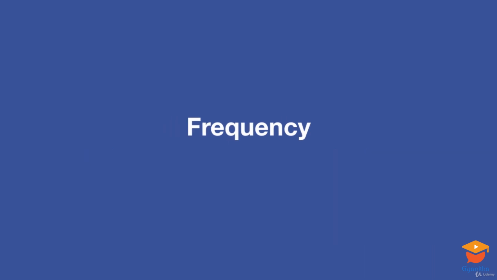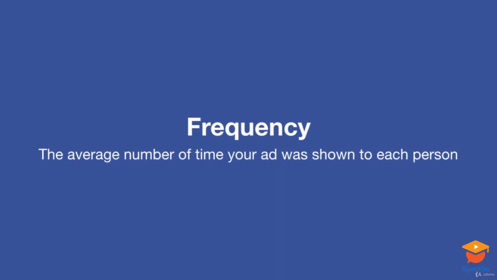Next up, we have frequency, and this refers to the average number of times each person received an impression of your advertisement. Advertisers often want to set a limit on this and to cap this at a certain rate to really prevent ad fatigue, or people just seeing your ad over and over again.